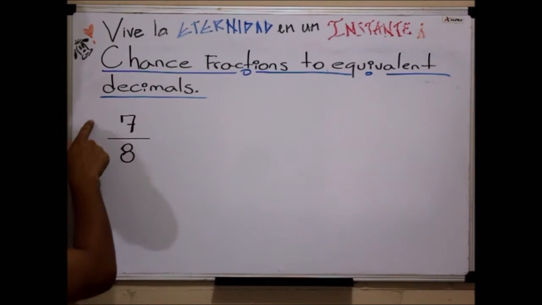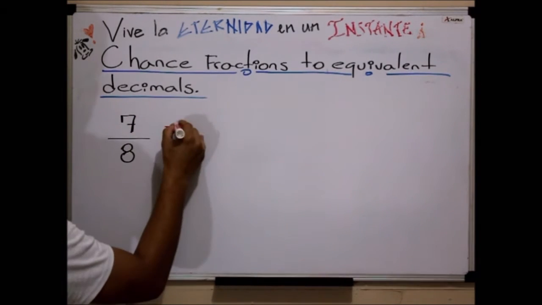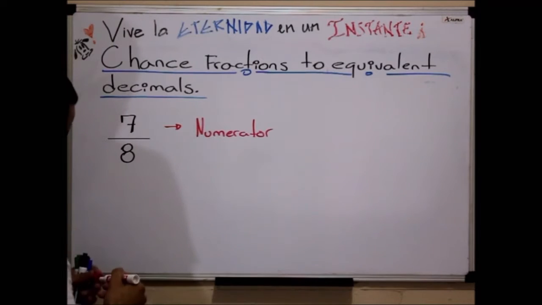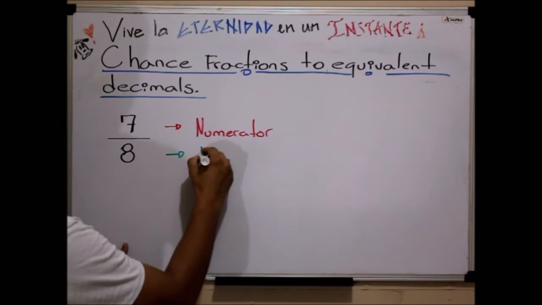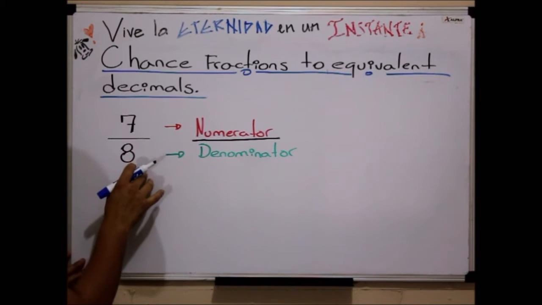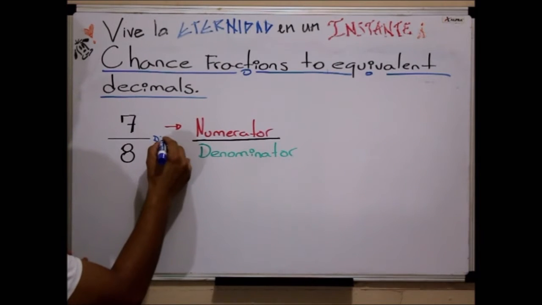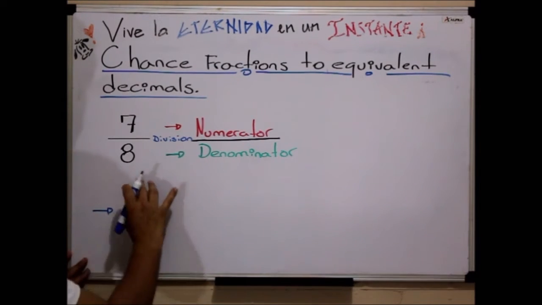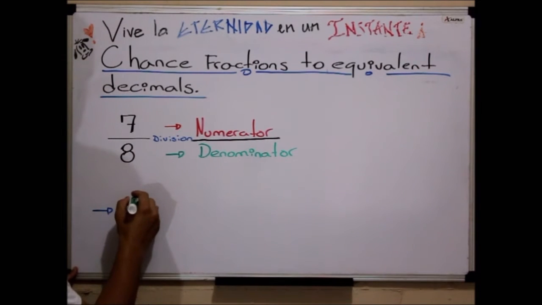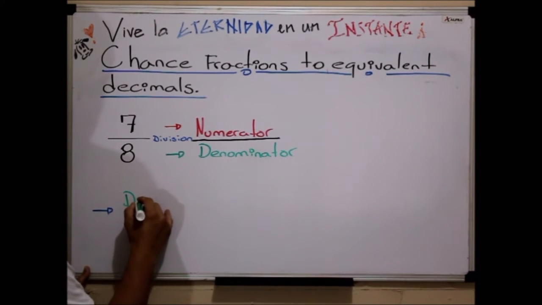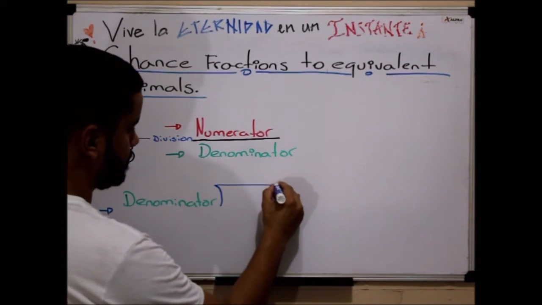Fraction to equivalent decimal, we're going to look for that one. The number on the top has the name of numerator, and the number on the bottom has the name of denominator. Fractions represent division, so we can say that this line here is a division. Changing all that into a regular division, the denominator will be outside and the numerator will be inside.